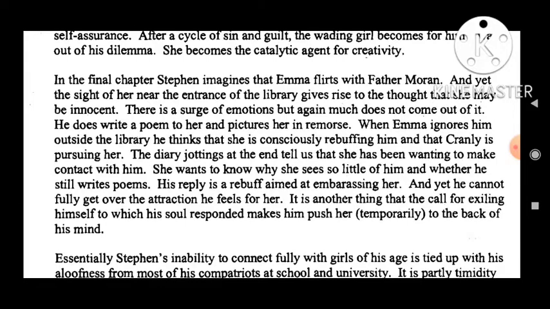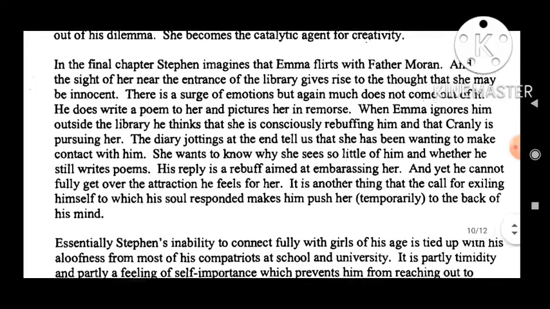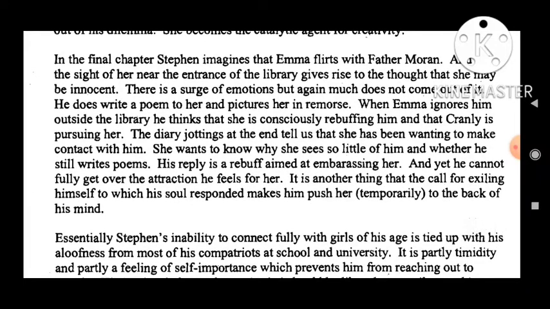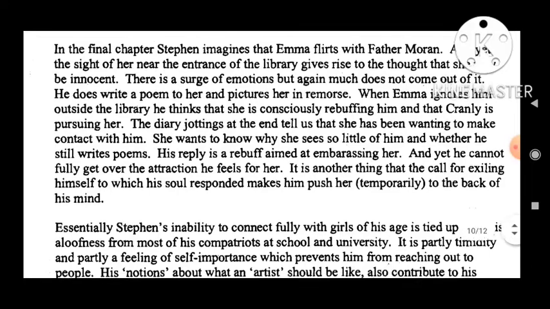In the final chapter, Stephen imagines that Emma flirts with Father Moran, and yet the sight of her near the entrance of the library gives rise to the thought that she may be innocent.